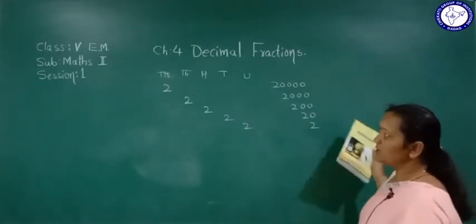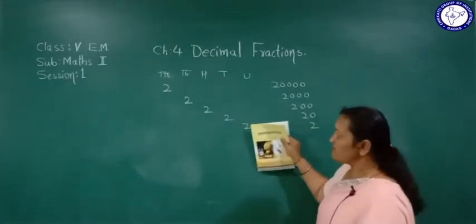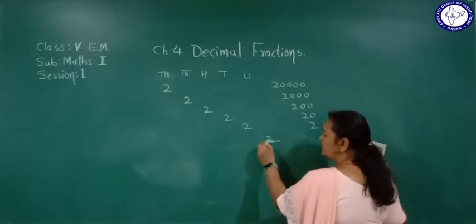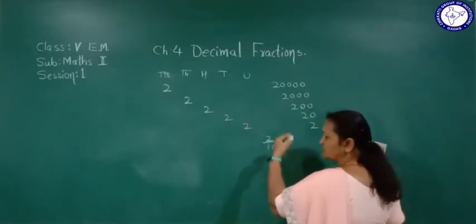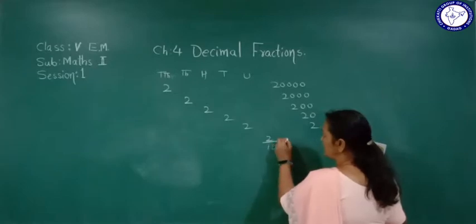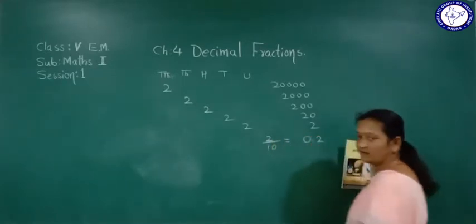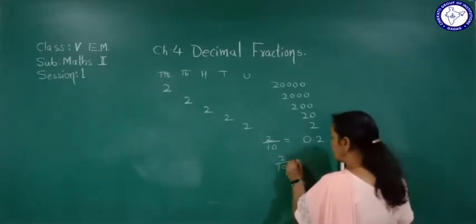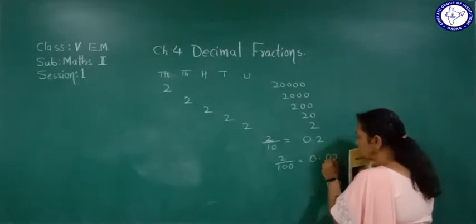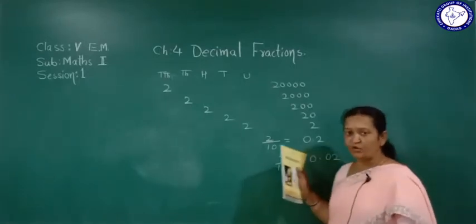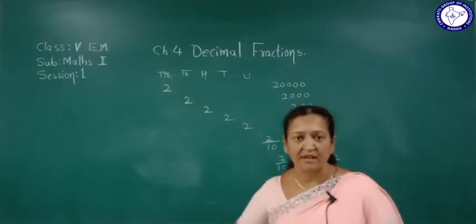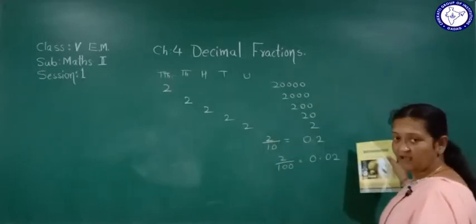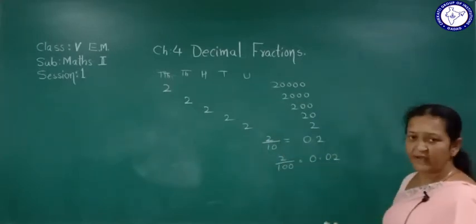Now suppose again it moves after the unit place. If this number again moves to the right, then it is divided by 10. Every time it is reduced by 10, then it is 2 by 10, which equals 0.2. Again if it is decreased, then it is 2 by 100 and its place value is 0.02. So as it moves to the right, its place value is decreased by 10. Okay, so this is how the value decreases. I have shown it by a table.